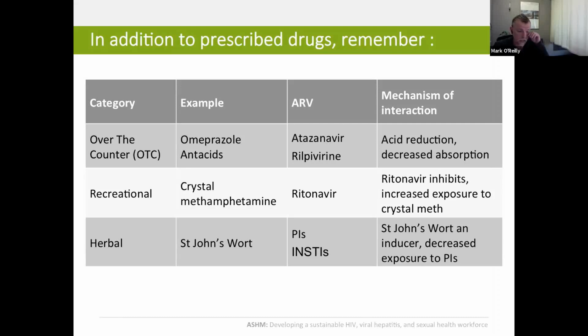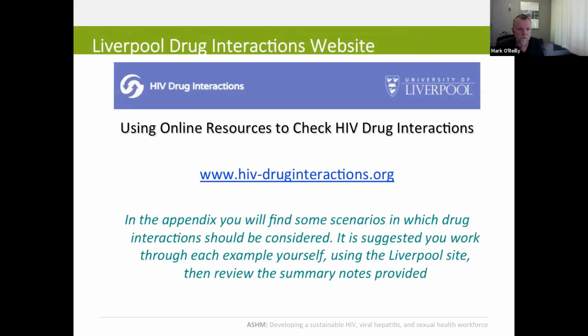Ritonavir and cobicistat, particularly ritonavir, is known to boost crystal methamphetamine, so you can get increased toxicity and increased risk of crystal methamphetamine overdose with that combination. St. John's wort is an enzyme inducer, and it's known to induce protease inhibitors and the integrase inhibitors as well, and so it can reduce the concentrations of those medications and needs to be avoided.